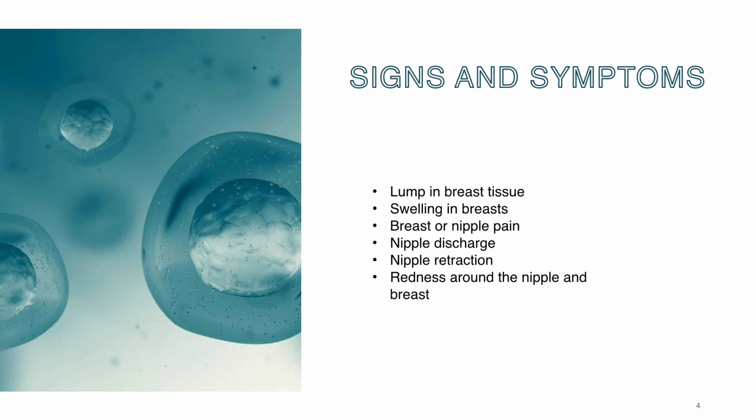So what are some signs and symptoms of breast cancer? A lump in the breast tissue. This can be in one or both breasts, and most of the time is described as not being painful. Swelling in the breasts is another sign and symptom, as well as breast or nipple pain, nipple discharge besides breast milk, nipple retraction, where the nipple pulls itself into your breast and is no longer pointed out. Redness around the nipple and breast may also be another sign and symptom of breast cancer. If you have any of these, it is important to speak to your provider to get tests done and be evaluated for your risk for breast cancer.